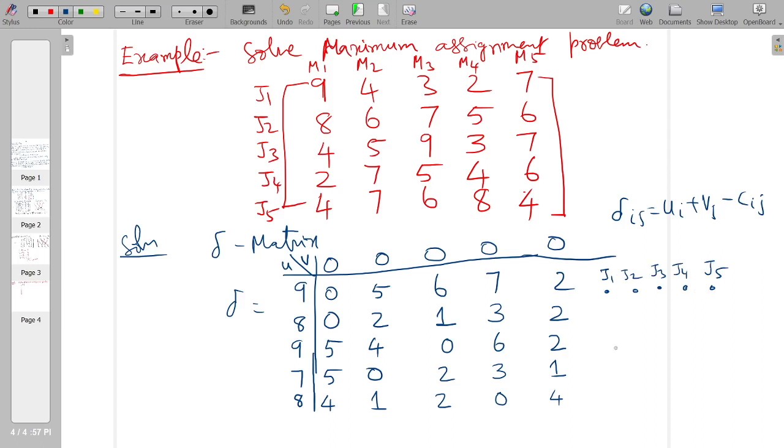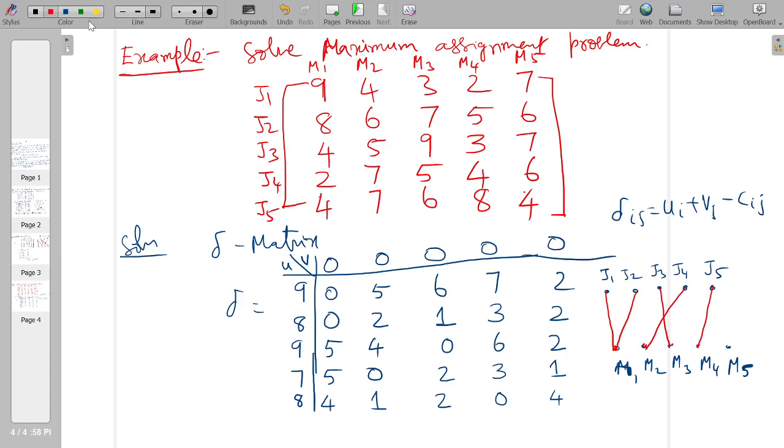So here I will have 5 jobs which are represented by 5 vertices J1, J2, J3, J4, J5, and 5 machines represented using 5 vertices M1, M2, M3, M4, and the last one would be M5. So here J1 is assigned with M1, J2 is also assigned with M1, J3 is assigned with M3, J4 is assigned with M2, and J5 is assigned with M4.